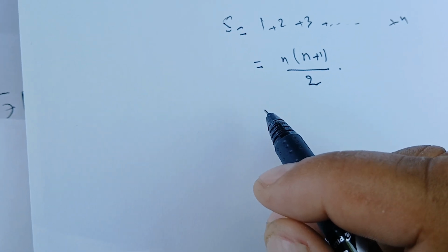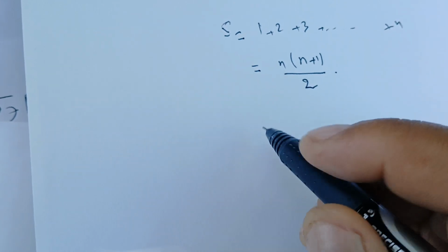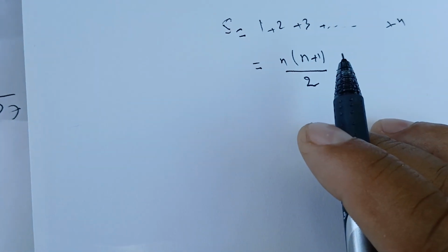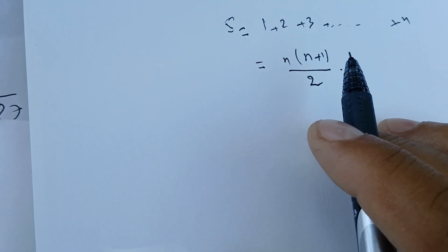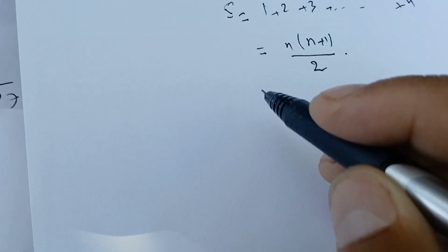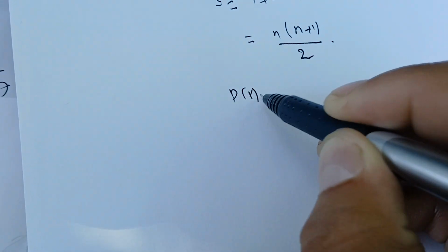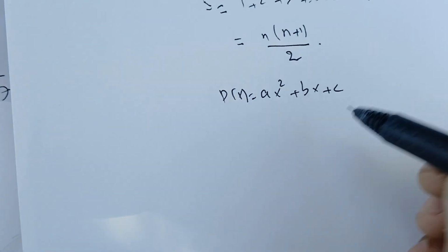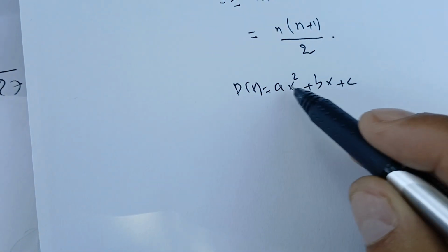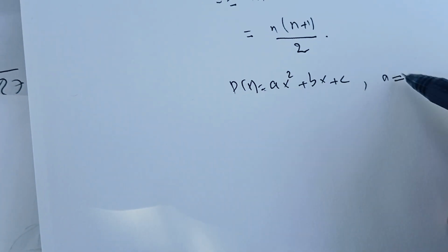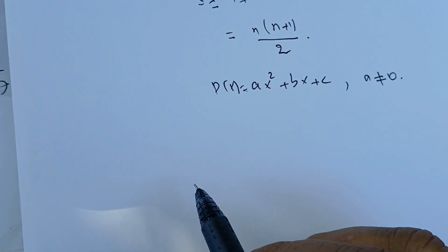We can do a quick proof, the traditional one, but today we're going to use polynomials to find this sum. Okay, let's define p of x as ax squared plus bx plus c. So we want this to be a second degree polynomial. That's why we impose this condition, a different from 0.